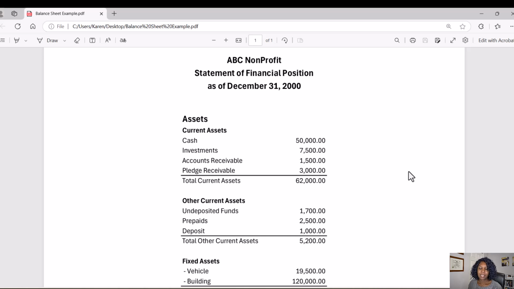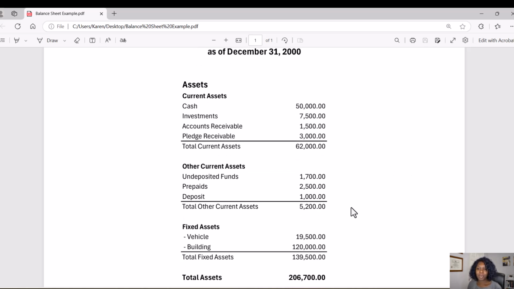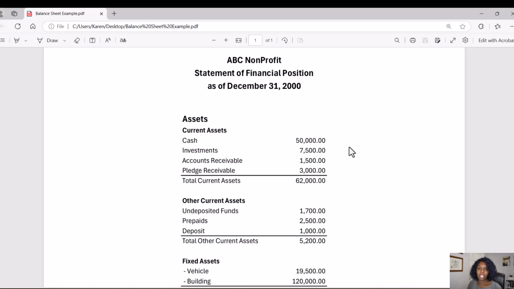Now, this is a simplified version. If you have a larger organization or something that's a little bit more complex, you're going to have more accounts. But I'm just using a simplified version of this. Now, when you're talking about assets, you're talking about anything you can generate benefit from. It's essentially any future benefits that you can obtain.